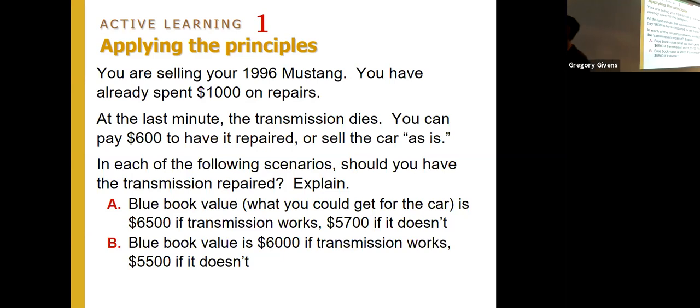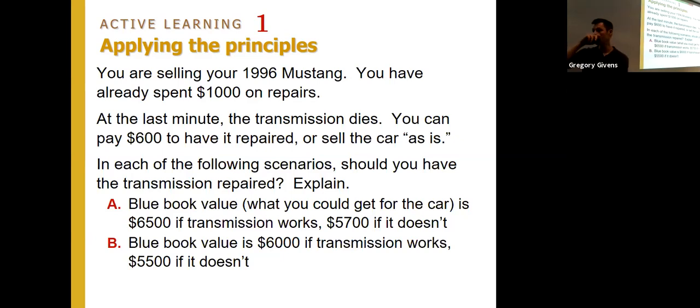Here's what I want you guys to think about. In each of the following scenarios, should you have the transmission repaired? That's the decision you have to make. You're going to sell the car. You're either going to sell it with a fixed transmission or a broken transmission. So that's the decision, whether or not to repair it. That is, to pay the $600.